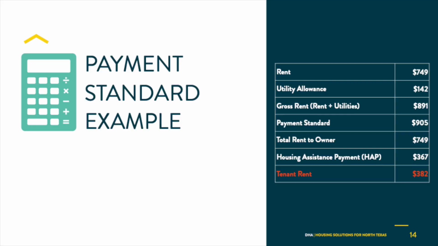DHA will pay $367. The remaining amount, $382, is to be paid by the tenant. The landlord will receive their rent payment in 2 parts. In this example, $367 would be paid monthly by DHA, and the tenant would pay $382. Both parties would pay their portion of rent directly to the landlord.